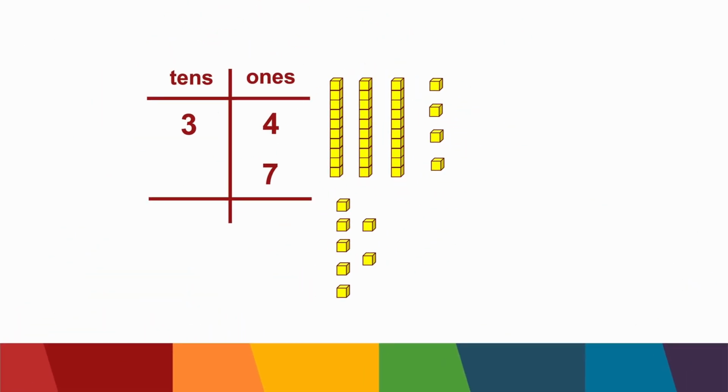Here we have 34 plus 7. We start in the ones column. 4 plus 7 is 11. 11 is actually 1 ten and 1 one. You give the 1 ten to the tens column. Should be over there in that column. You should have carried the 1 down. 1 plus 3 equals 4. 34 plus 7 equals 41.